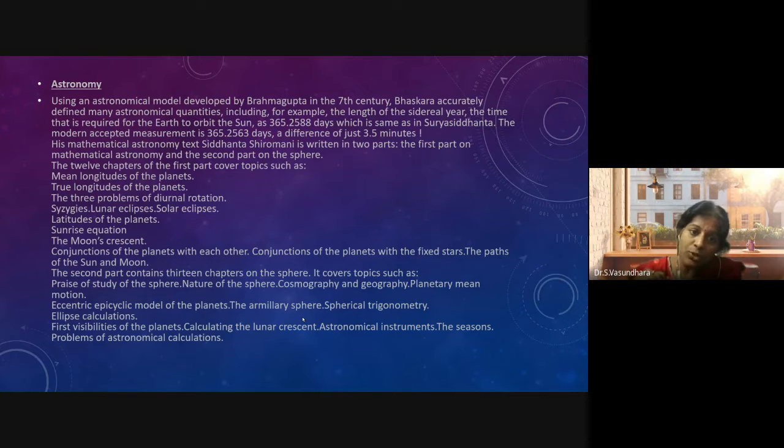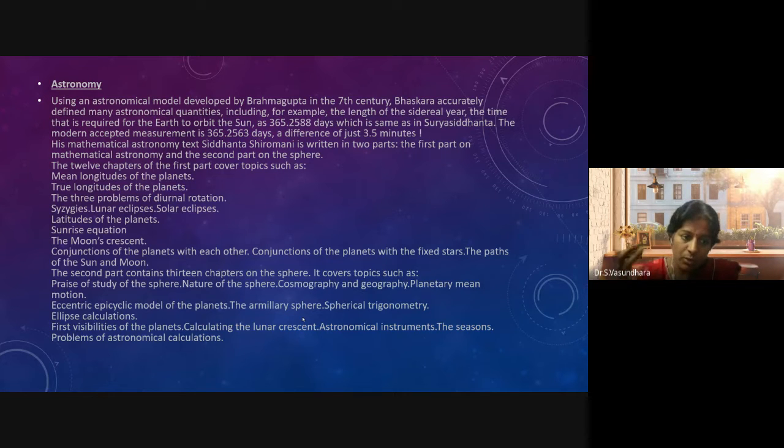His mathematical astronomy text Siddhanta Shiromani is written in two parts: mathematical astronomy, and the second part on the sphere. The 12 chapters of the first part cover mean longitude of the planets, true longitude of the planets, the three problems of diurnal rotation, lunar eclipse, solar eclipse, latitudes of the planets, sunrise equations, moon's crescent, conjunctions of the planets with each other, conjunctions of the planets with the fixed stars, and the path of the sun and the moon. The second part contains the sphere.